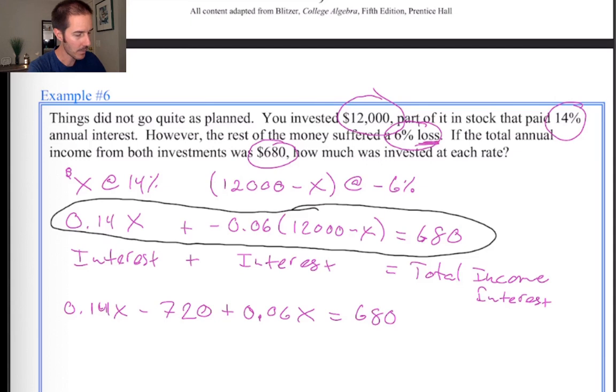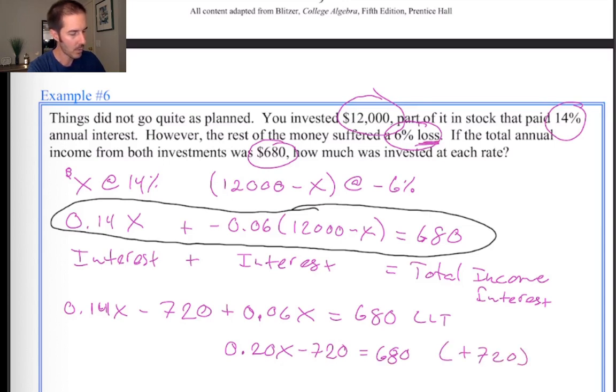Let's combine like terms on the left-hand side. CLT. The 0.14x's and the 0.06x's, add those together, and you've got 0.20x minus the 720 still on the left-hand side equals the 680 on the right-hand side. Let's add the 720 to both sides in order to get our x value all alone. So we can write that as 0.2x is equal to 1400. You don't have to write the 0 after the 2 if you don't want to.